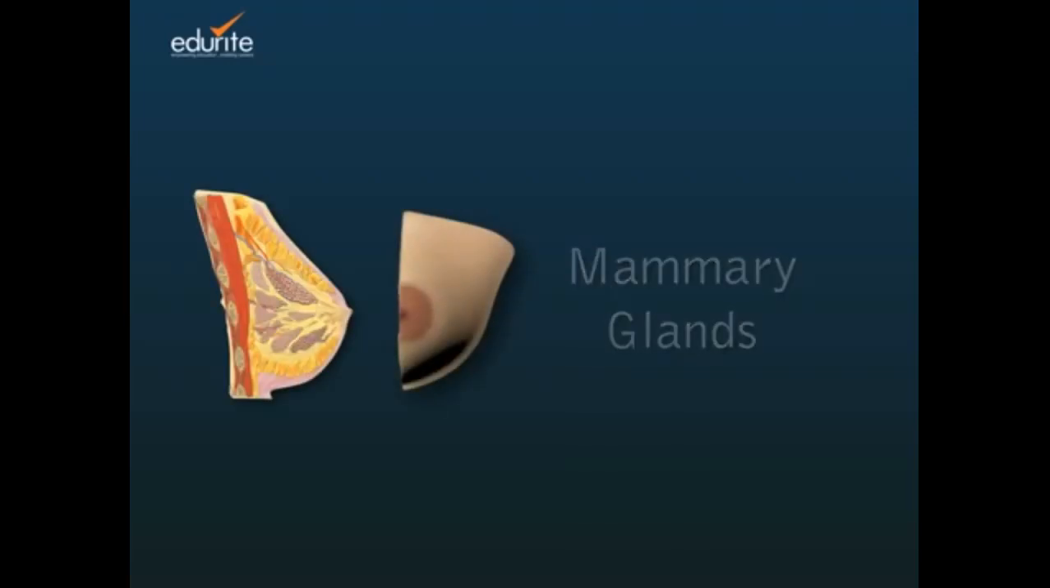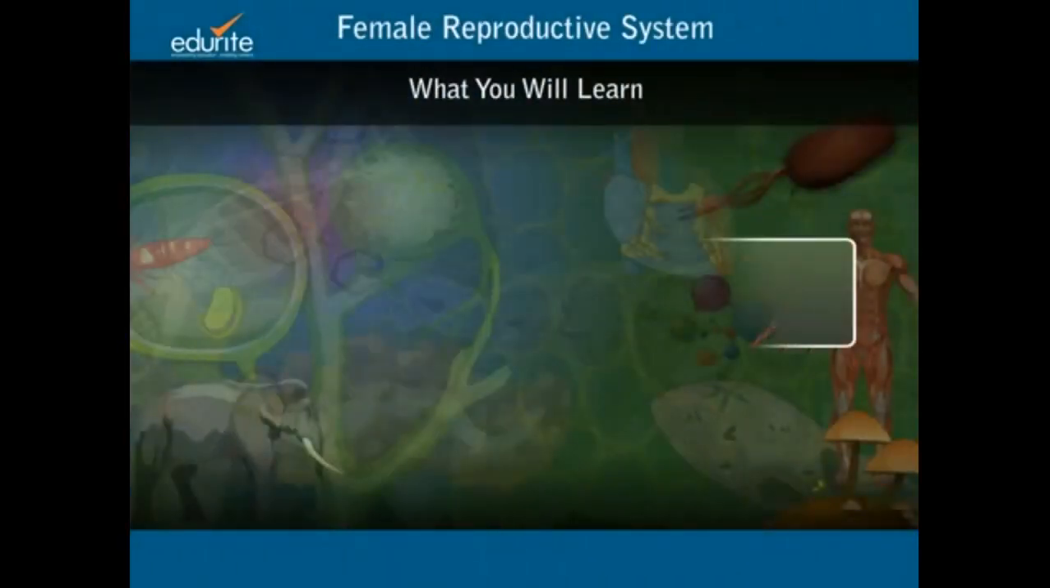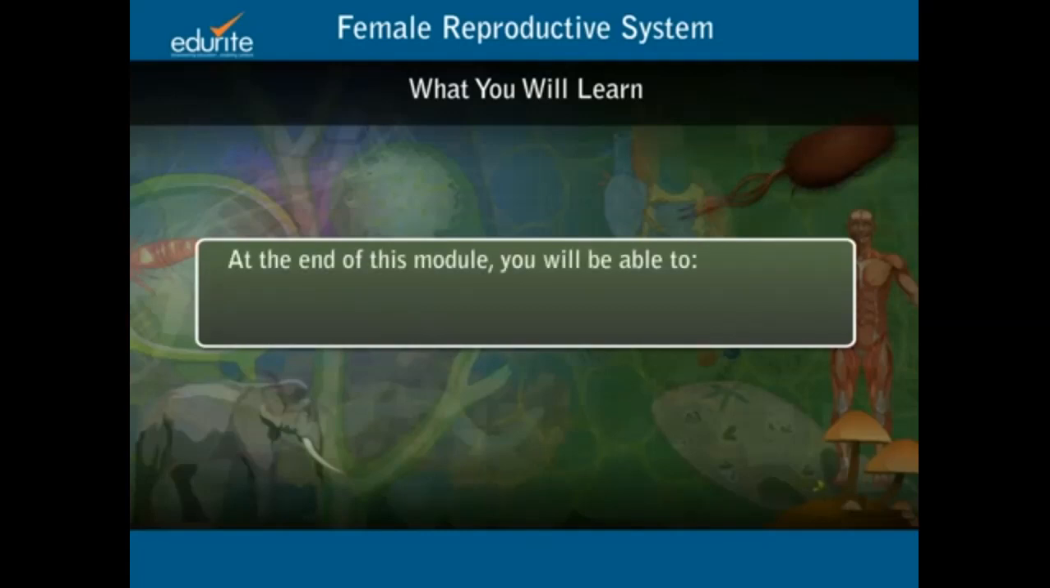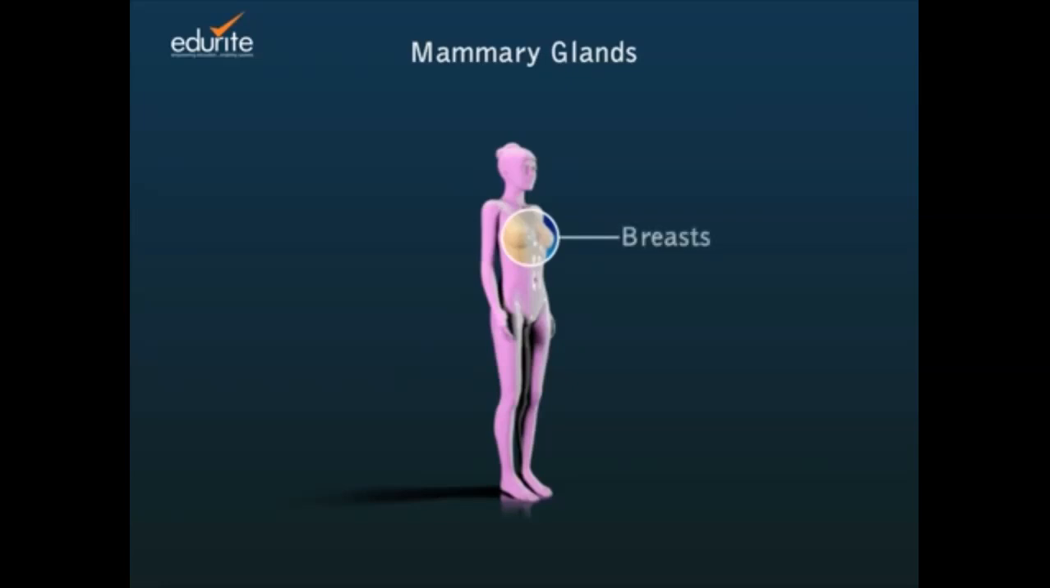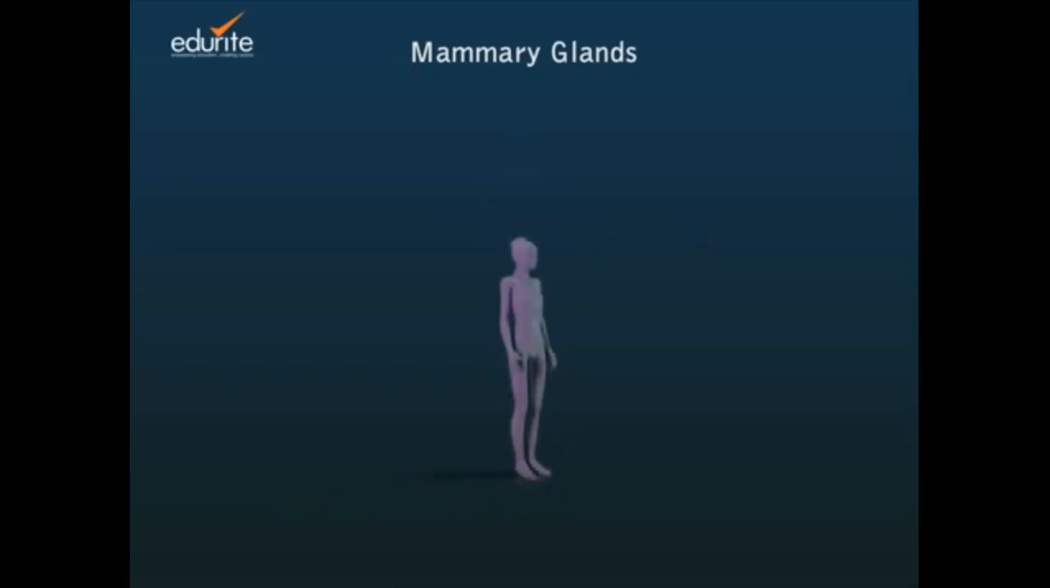Mammary glands. At the end of this module, you will be able to describe the structure of a mammary gland. Mammary glands are a pair of external organs of the female. They are commonly called breasts. Their main function is to produce milk to nurture a baby.